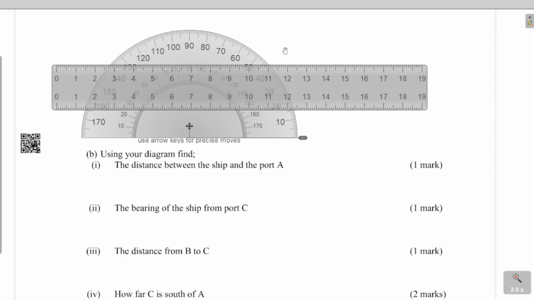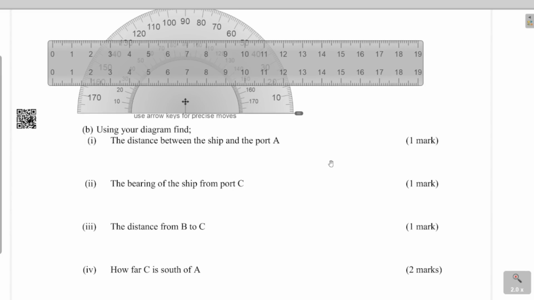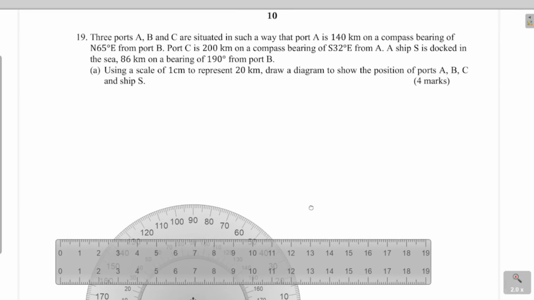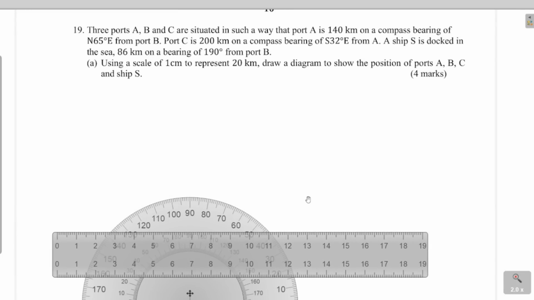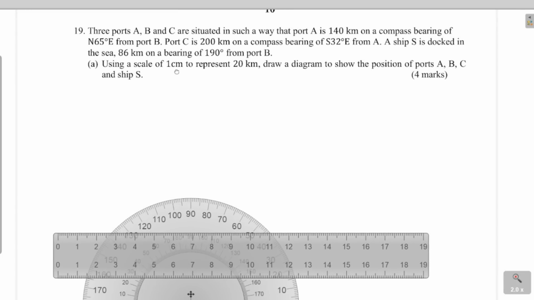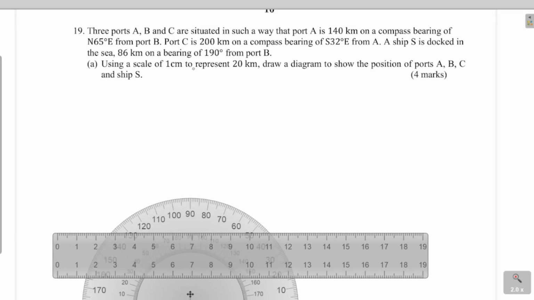The bearing of ship from port C. 3. The distance from B to C. Then 4. How far C is south of A. So after doing that, now we can construct these, and you're given the scale: 1 centimeter to represent 20 kilometers.